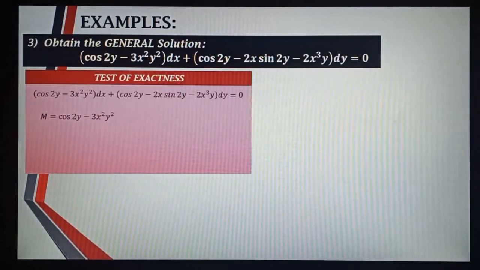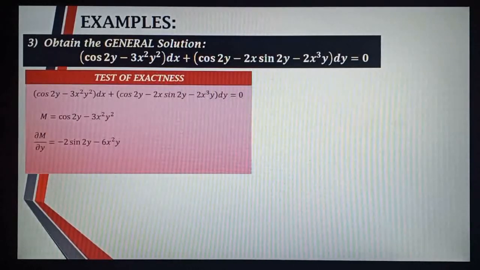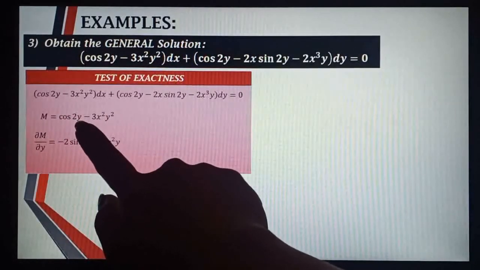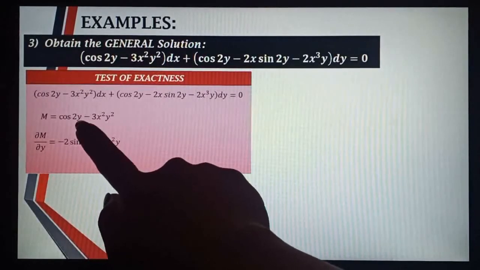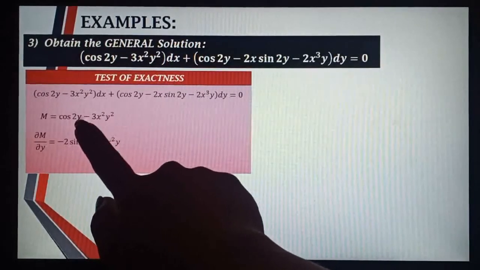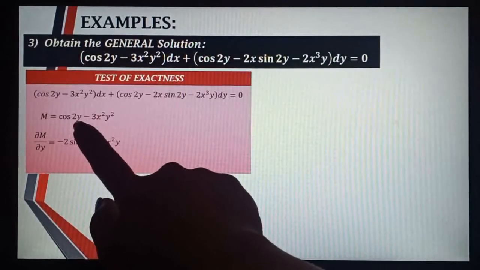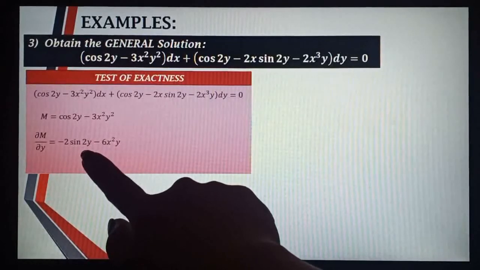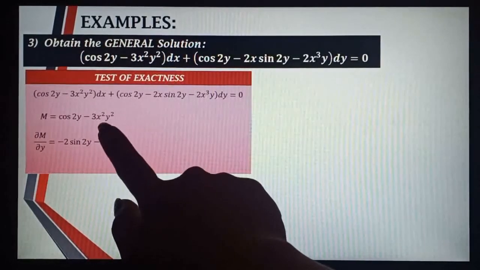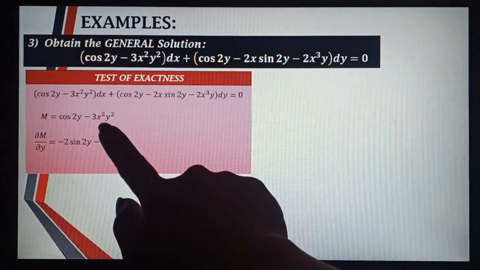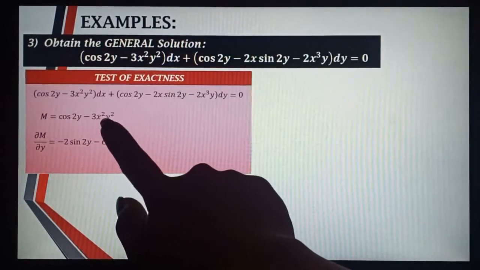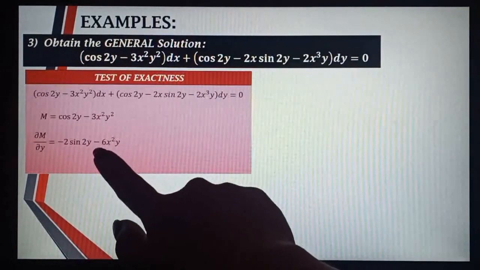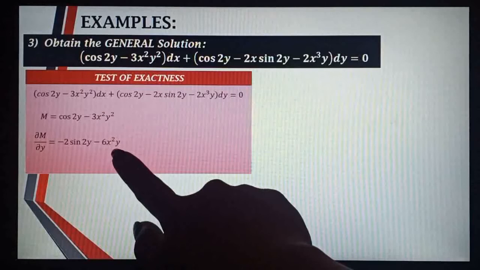I-differentiate natin siya with respect to y. So, variable si y, you will have cosine 2y. The differential of cosine is negative sine. Then your u, you must have your du. So, you will have negative 2 sine of 2y. Then the differential of negative 3x squared y squared with respect to y, again, y squared is 2y multiplied to 3x squared, so you will have negative 6x squared y.